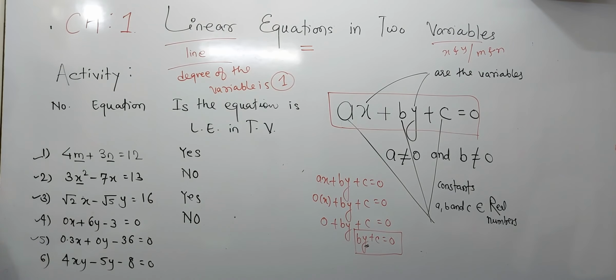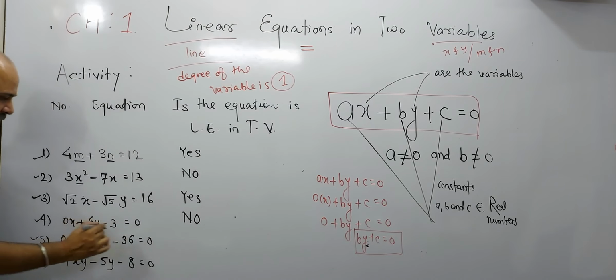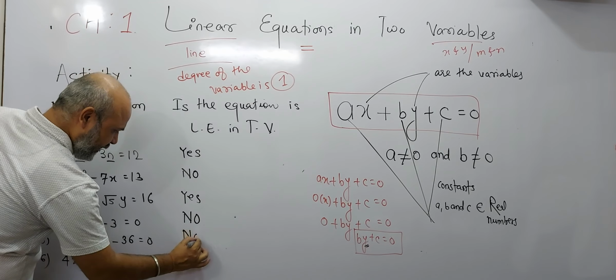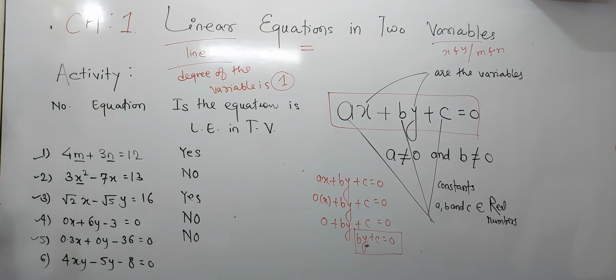In fifth equation, a is 0.3, b is 0. Again b is 0. So again you will say that this is not the linear equation in two variables. So we can say that no, this is not the linear equation in two variables.